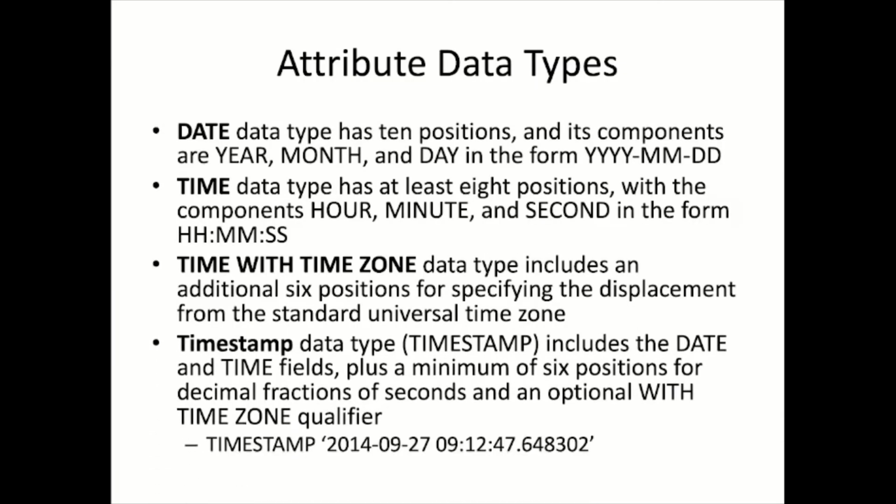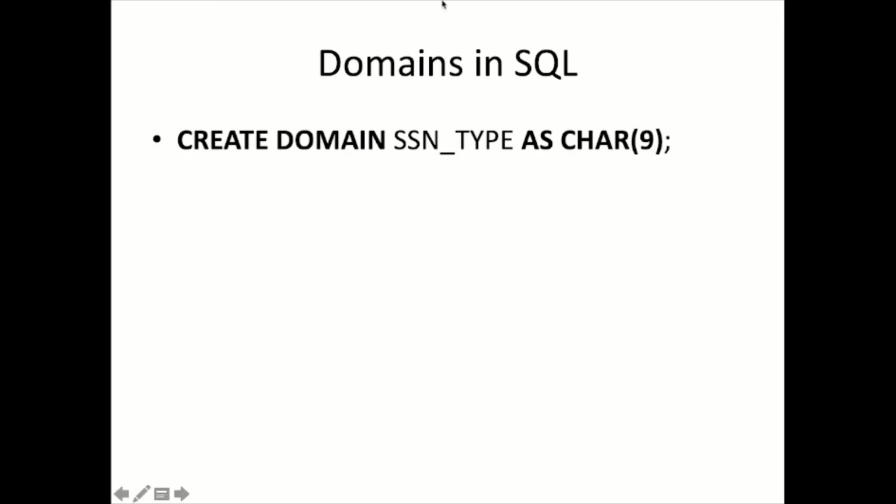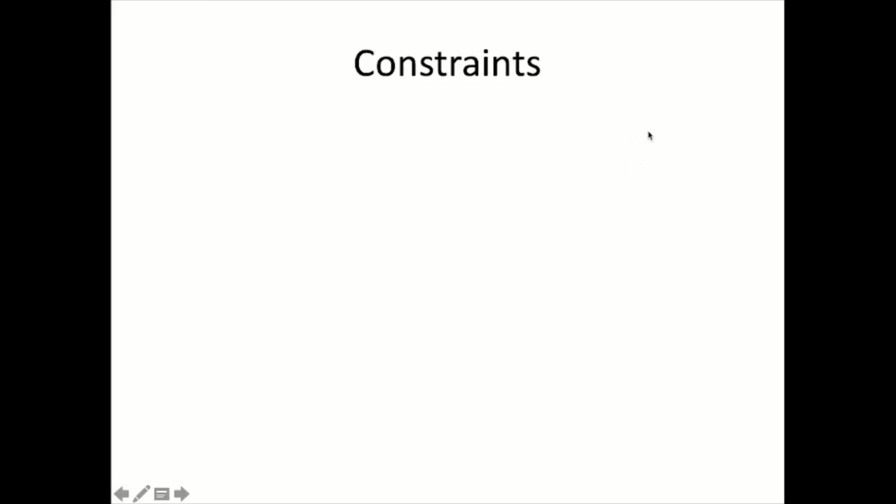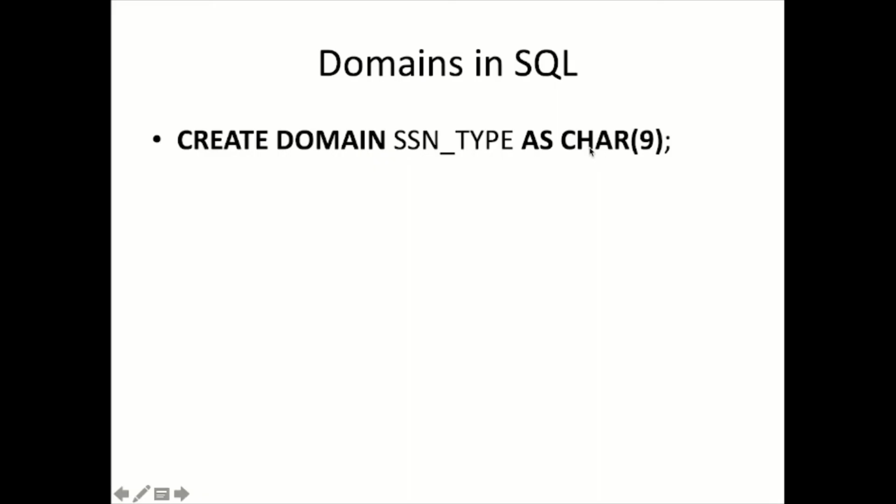Next, how to create domains. If you want to create a domain, it is possible. For example, we are using SSN for employee, and manager SSN is there. If we want to specify that all these SSNs are from the same domain, you can use the create command: create domain, giving a name SSN_type as char(9). Everywhere we have used char(9) for SSN, manager SSN, ESSN. In order to specify that, SSN_type can be used.